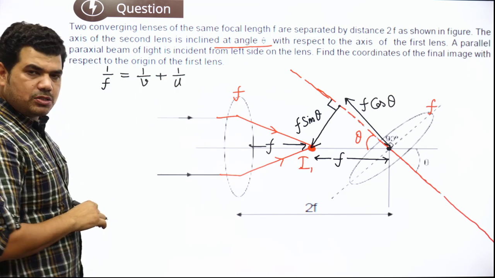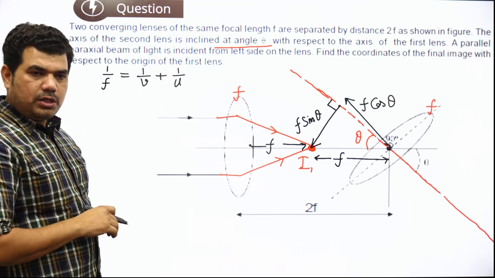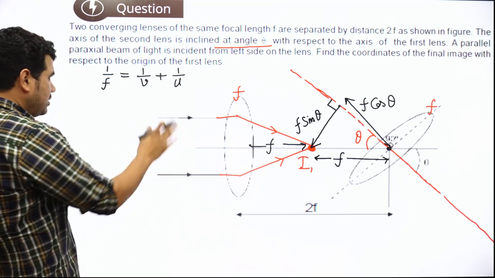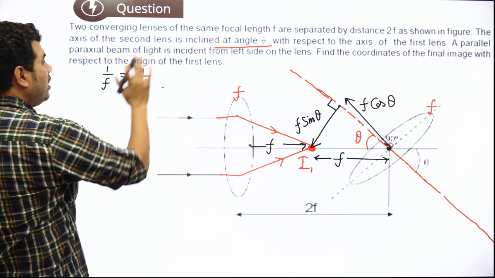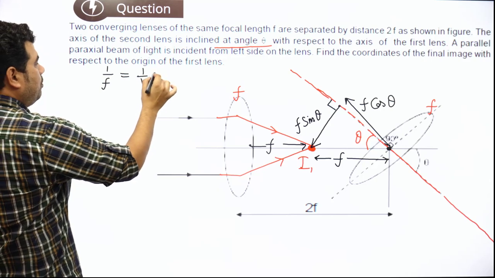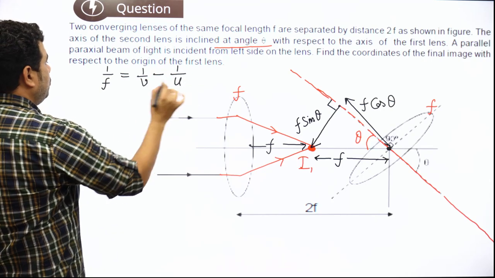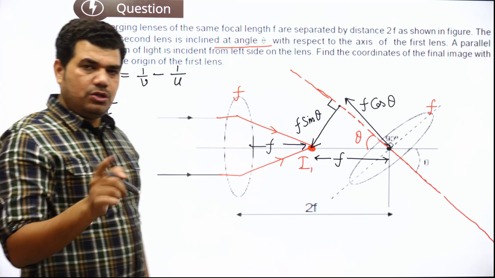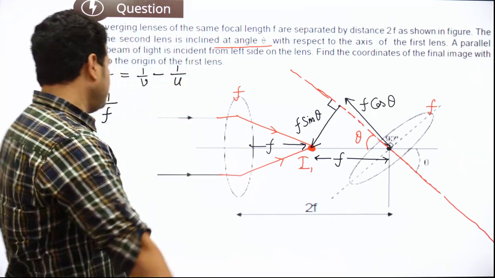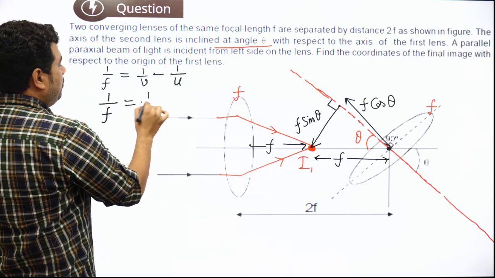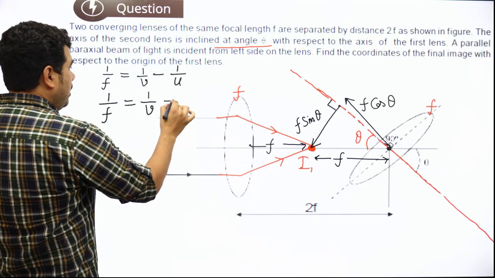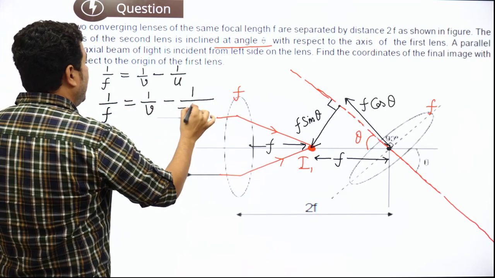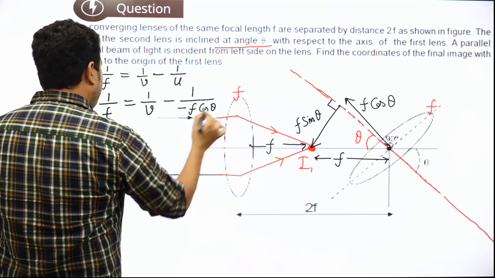It should be plus or minus? Yes, minus, because it is a lens. So here 1 upon V minus 1 upon U. So focal length is F, and plus F because it is a convex lens, is equal to 1 upon V that we have to find, minus 1 upon U, minus of F cos theta.